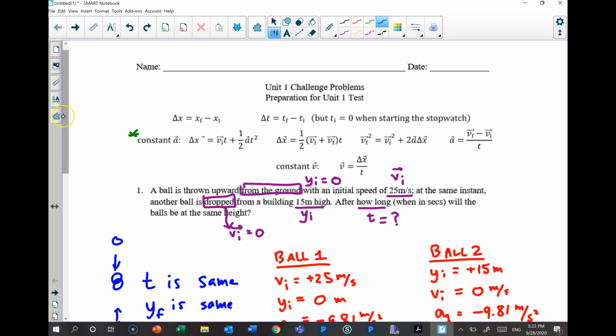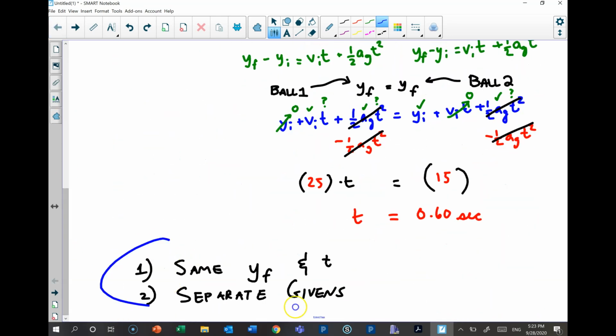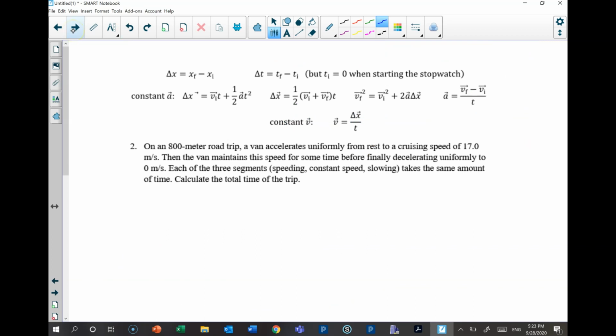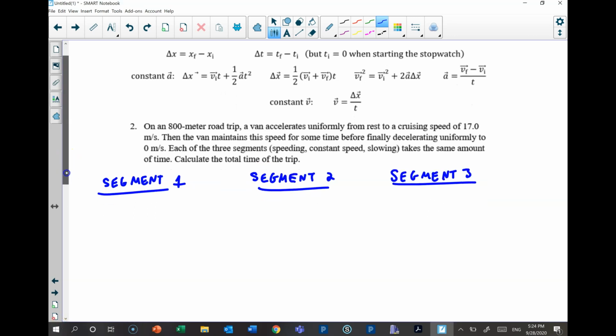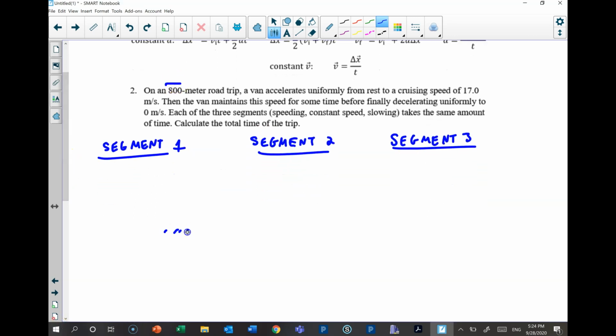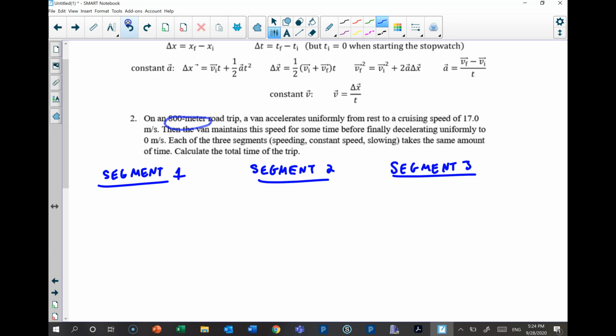Look at the two tricks that I just showed you. Will either of these work for the next question? Yes, there are 3 segments. Let's break up the givens. Segment 1, segment 2, and segment 3. Now, they told us that the entire trip is 800 meters. So that's going to be this first distance plus the second distance plus the third is 800 meters.